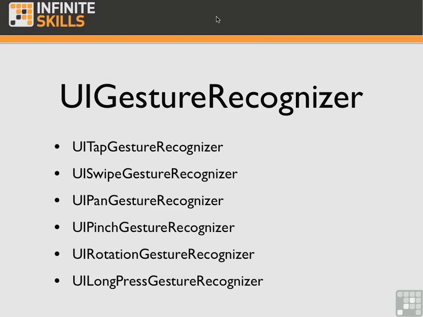So a UITapGestureRecognizer, for example, looks for a single or multiple taps. You can set the number of taps required in the numberOfTapsRequired property.